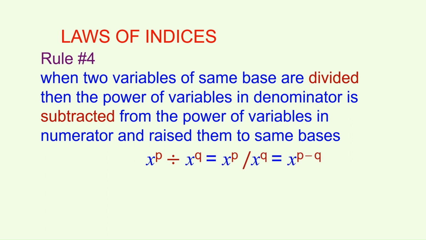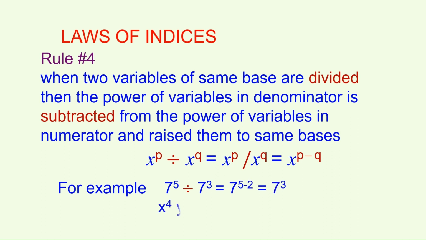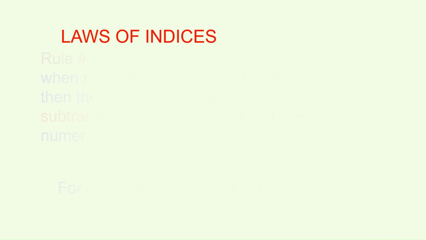For example, 7 to the power of 5 divided by 7 to the power of 2 is equal to 7 to the power of 5 minus 2 is equal to 7 to the power of 3. x to the power of 4 times y to the power of 6 divided by x to the power of 2 times y to the power of 3 equals x squared times y cubed.